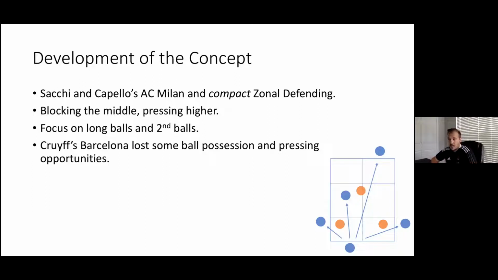And they faced Cruyff's Barcelona in the 1994 Champions League final. And we know the way that Cruyff's Barcelona tried to play, the dream team, the sort of total football style. They were then losing some ball possession opportunities because this team was pressing in a different way and winning the ball more often. And they were losing opportunities to press Milan in the way that they press high intensity because Milan was just going direct to their forwards, right?